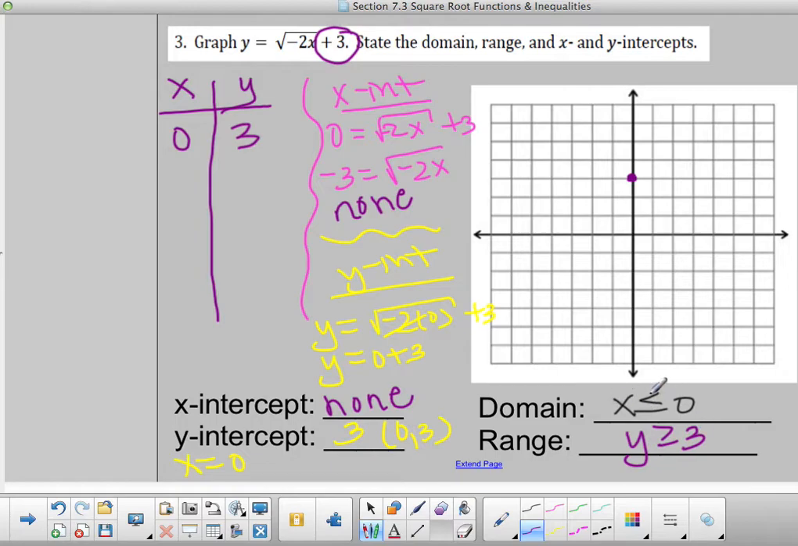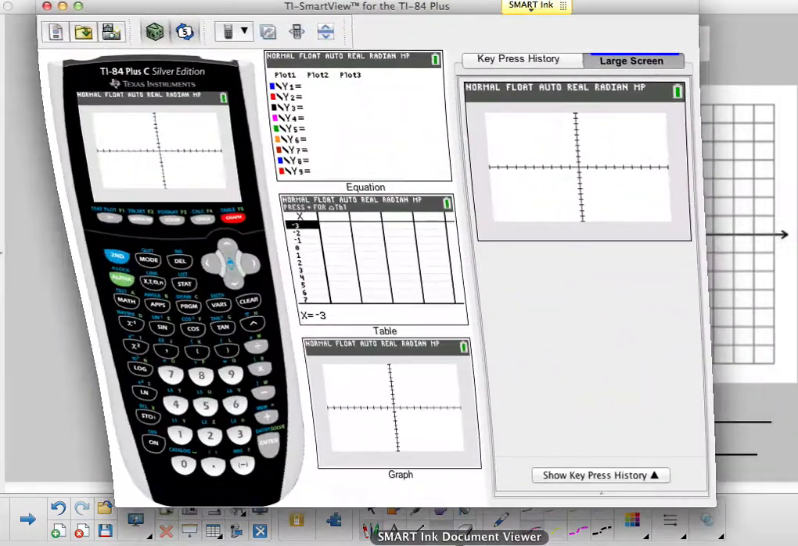Okay, it says x is less than or equal to 0. So to be less than 0, I would also plug in -1, -2, -3. Okay, this is one way to do this, and then I can plug all those values in. The other way is to use your graphing calculator.